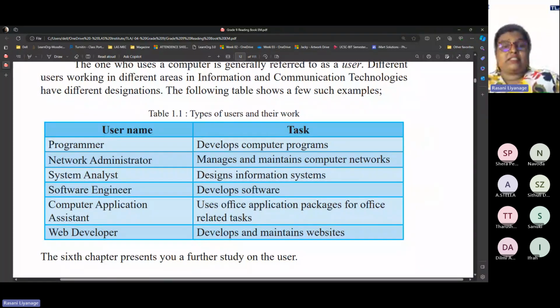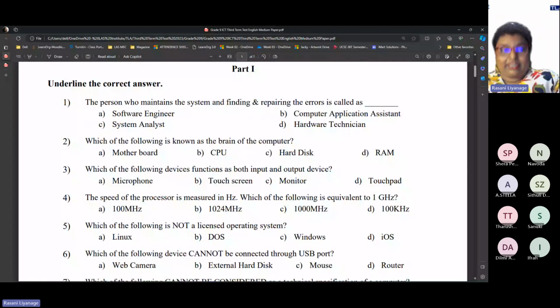Remember, this is not just the set of professions. Other than this, there are loads of professions. The question says, the person who maintains the system, finding and repairing the errors.